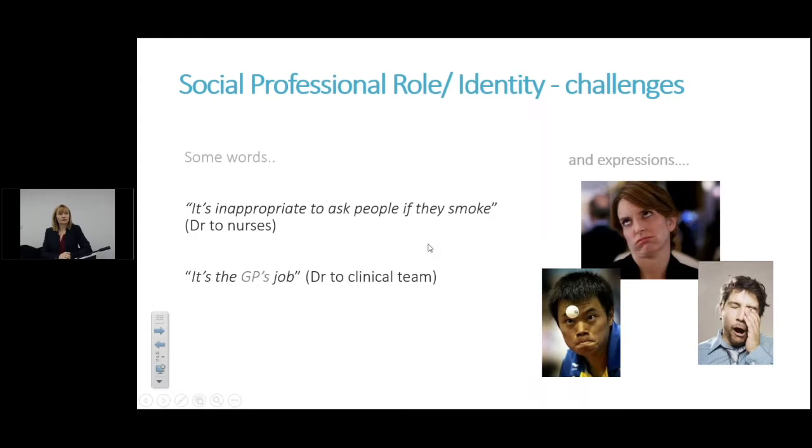All right, so on to social professional role, etc. Some of the words that I can print on the screen are things like it being inappropriate to ask people if they smoke and seeing it as being the GP's job. And you can see from those images on the right, not everyone is wildly positive. They have other things that are on their mind and perhaps don't see it as important. But certainly some staff very much have their eye on the ball and are interested and see this as important and want to know how to integrate it into their practice in a practical way. So you can see there's a bit of variety to deal with.